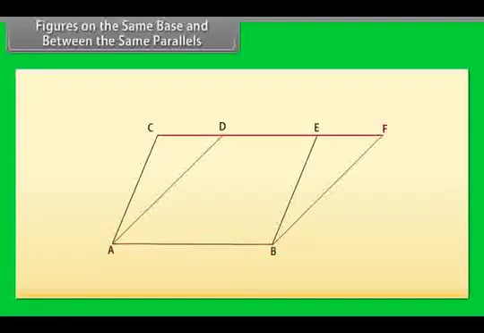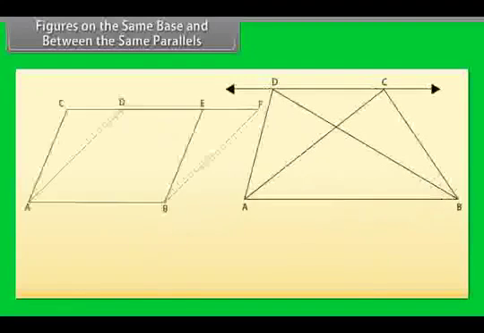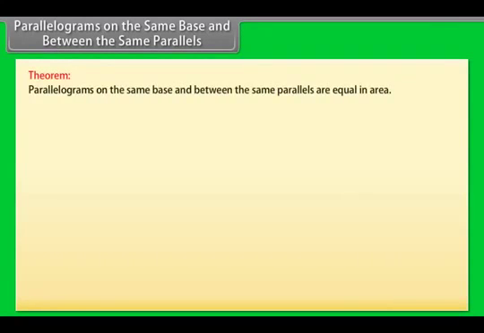So we can say that both the parallelograms lie on the same base AB and between the same parallels AB and CF. Similarly, in this figure, the triangles ADB and ACB both lie on the same base AB and between the same parallels AB and DC. So we can say that these are figures on the same base and between the same parallels. Theorem. Parallelograms on the same base and between the same parallels are equal in area.